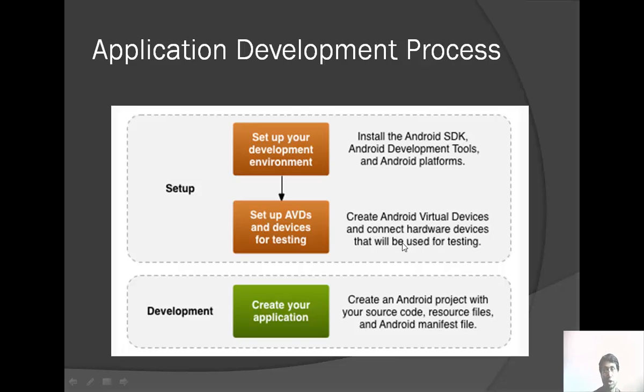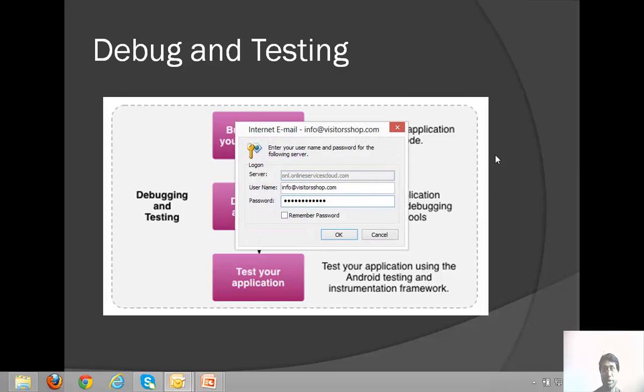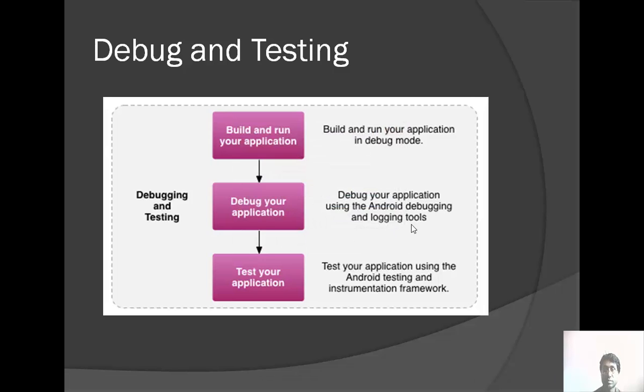And if you use hardware devices, then you need to connect them. Once your environment is ready, you have to develop the application. You have to use source code, resource files, menus, layouts, and all those things, and configuration files like the manifest file, which you have to configure there. Then debugging and testing. Initially you can build and run your application in debug mode and fix the issues. You can also take advantage of the logging tool to log error or warning information in a file, and later check that file to see what needs to be fixed. And you can test your application using the Android testing and instrumentation framework.